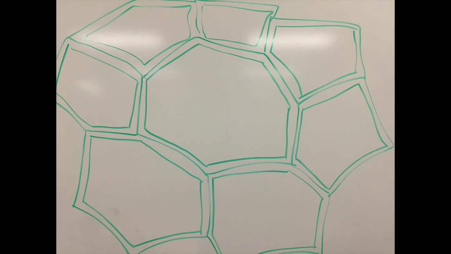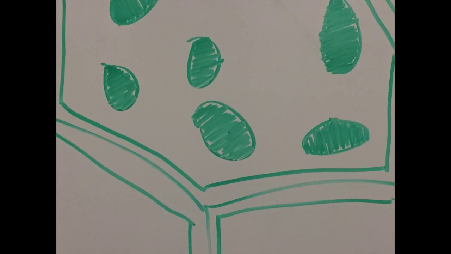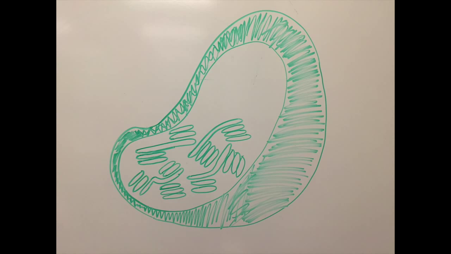Here we have multiple plant cells. Inside the single plant cell, there are many chloroplasts. Now let's take a closer look at the chloroplast. Inside the chloroplast, there are many different thylakoids. To see how photosynthesis works, we are going to zoom into the thylakoid membrane.